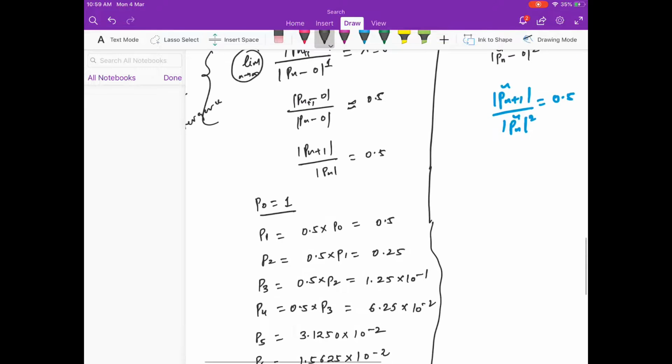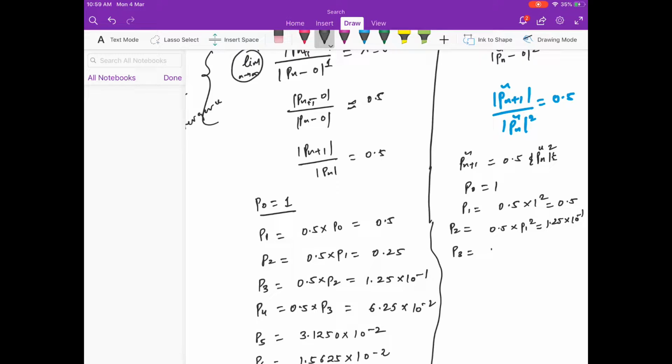Okay, now let us go to the other sequence. Here we have Pn plus 1 tilde equal to 0.5 Pn tilde squared. I am assuming that the sequence is of positive numbers. So you start with P0 equal to 1. P1 is going to be 0.5 into 1 squared, so this is 0.5. P2 is going to be 0.5 into P1 squared, which is 1.25 into 10 to the power minus 1. P3 is 7.8125 into 10 to the power minus 3.